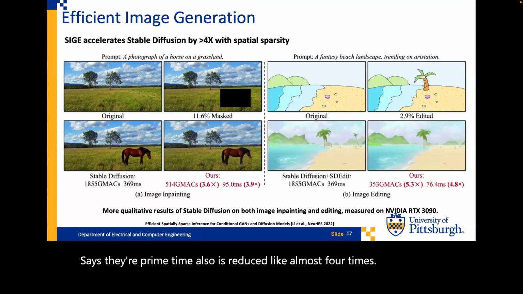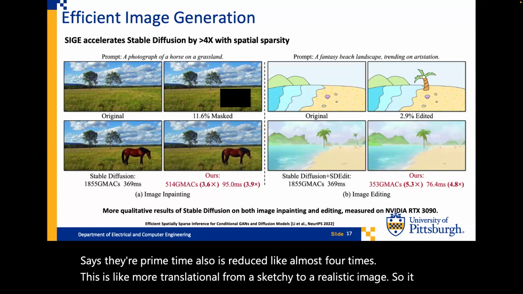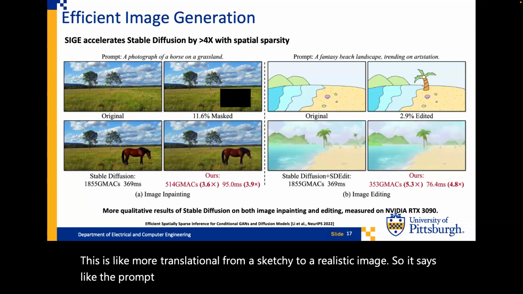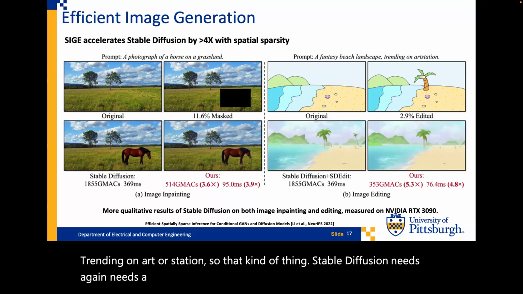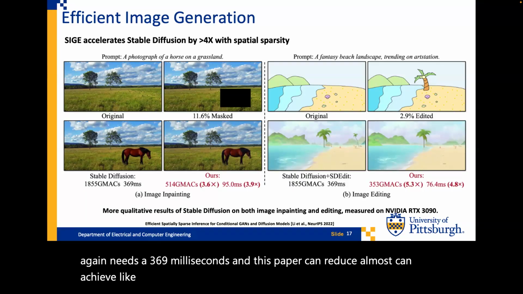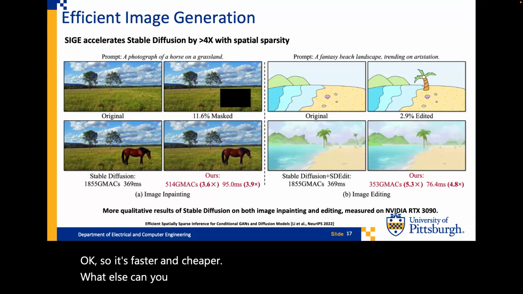This one is more like translation from a sketchy to a realistic image. The prompt is fantasy beach landscape trending on ArtStation, that kind of thing. Stable diffusion needs 369 milliseconds, and this paper can achieve almost 5 times improvement in generation speed. Okay, so it's faster and cheaper. What else can you ask for, right?